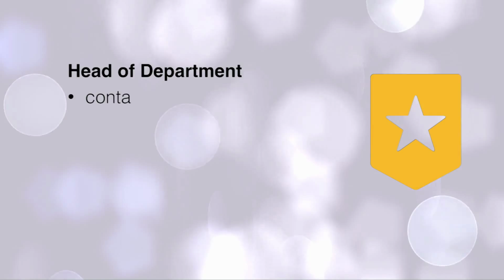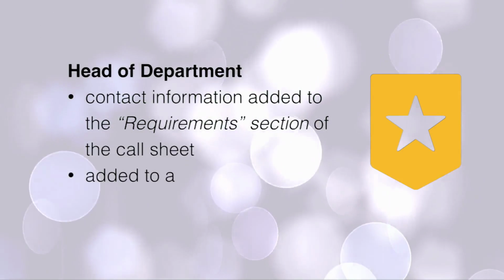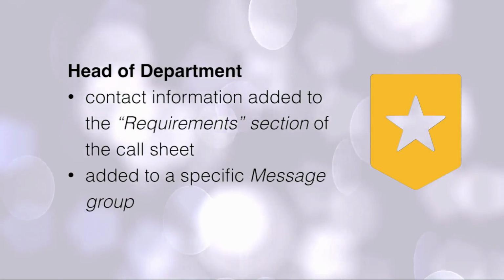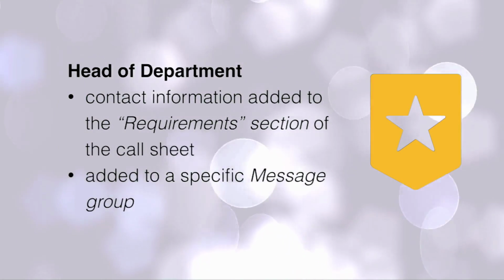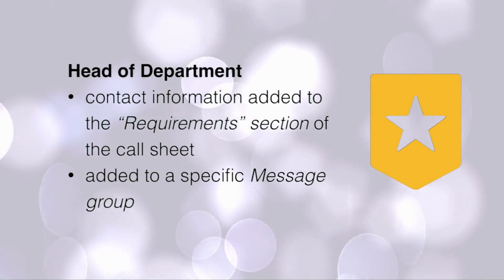A person that is head of department gets a yellow shield by their name, and their contact information is automatically added to the requirements of their department in the call sheets. They are also added to the head of department message list that can be selected when sending a message.